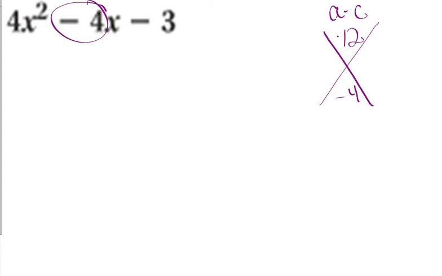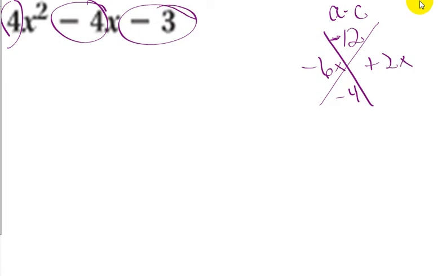Excuse me, that's a negative 12 because we had 4 times negative 3. Sorry about that. So what two factors of negative 12 add up to be negative 4? So it would have to be negative 6 and a positive 2. So we'll rewrite those two middle terms as negative 6x plus 2x. So we're going to have 4x squared minus 6x plus 2x minus 3.